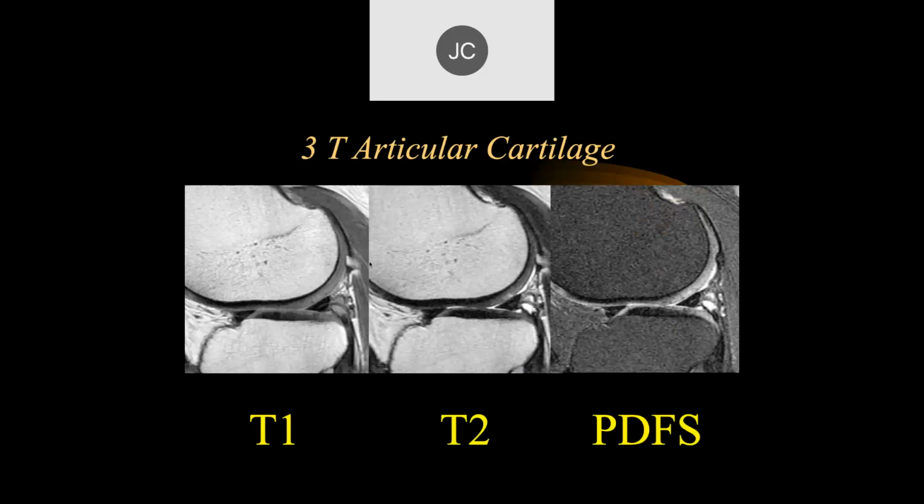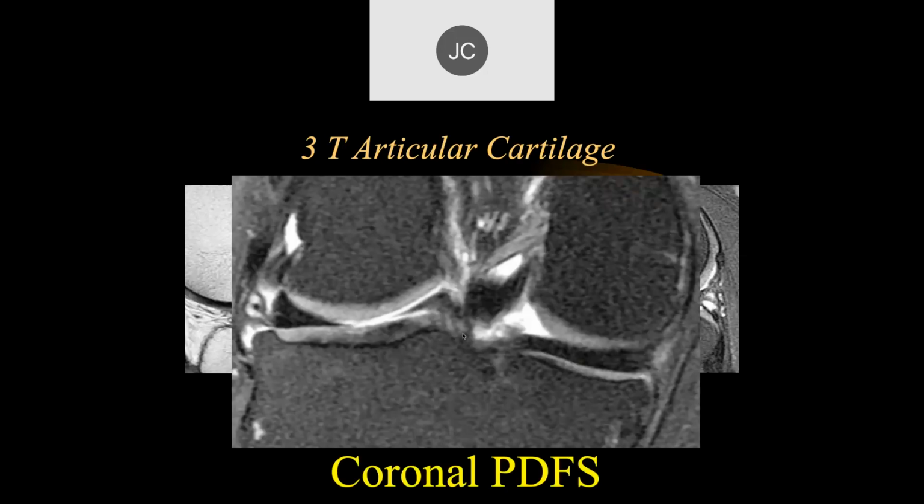And then here's one of the early 3T cartilages, T1 weighted, T2 weighted, and PD fat set showing near normal articular cartilage. There's probably a little bit of signal abnormality here on the T2, which is probably an area of grade 1 chondromalacia, possibly grade 2, if there's a little bit of irregularity of the surface. And we'll talk about what the grading systems are later as well.